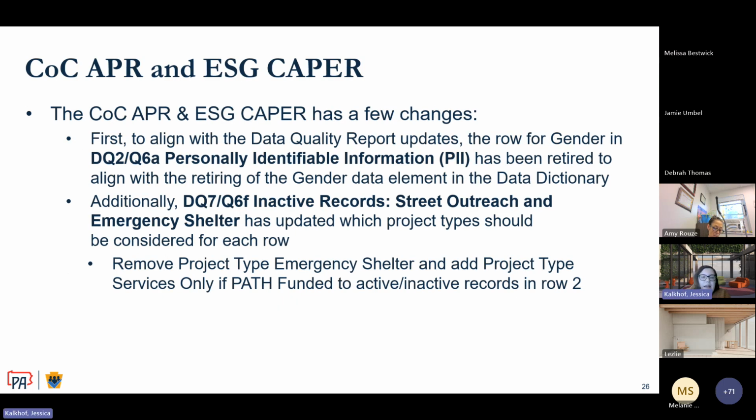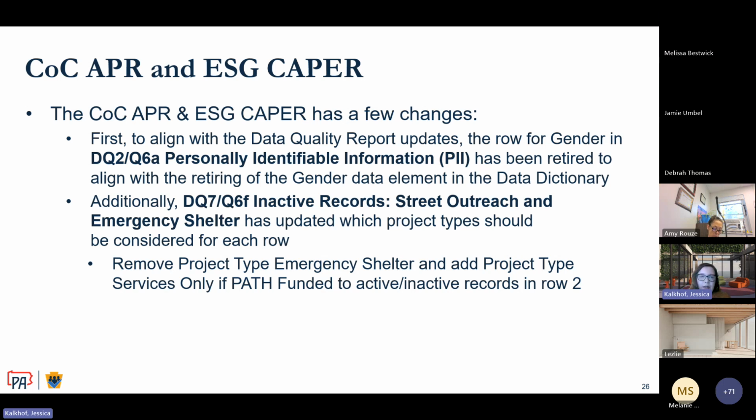And the CoC APR and ESG CAPER, so those funding sources, like the APR is used for your CoC funded projects, the CAPER is used for your ESG funded projects, but either can just be used for general data quality as well, no matter what your funding source is, although I encourage PATH providers to use the PATH annual report for their data quality items. So our APR and CAPER also has a few changes to align with the data quality updates.